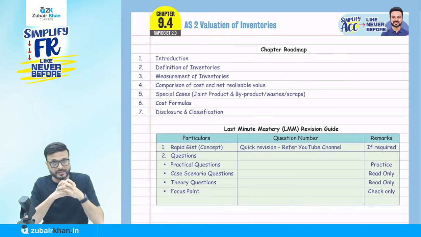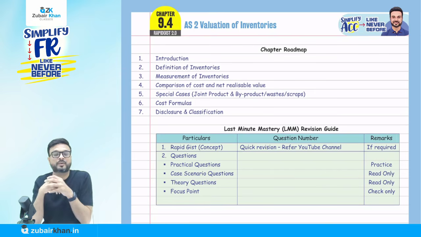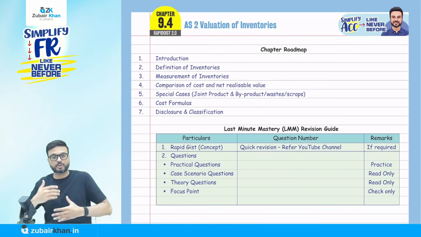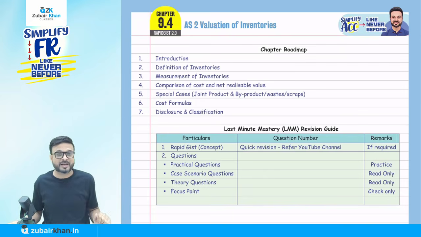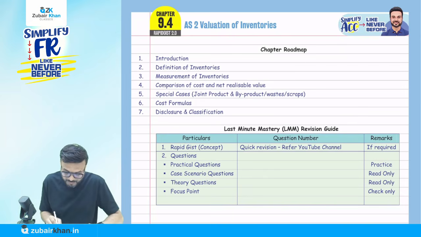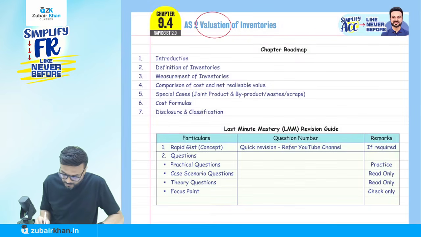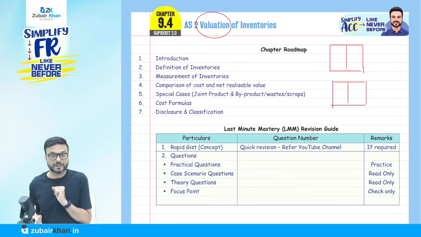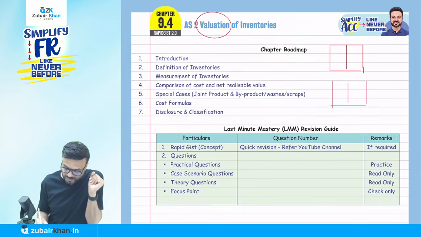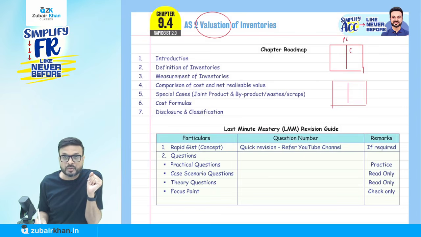So, we'll start with introduction. First of all, why is there a need to issue this accounting standard, because ICAI issues accounting standards one by one. So when they issued these accounting standards in the past, why did they issue this? Because suppose this is my trading and profit and loss account and this is my balance sheet. Now understand this one. If there is no accounting standard, how can people do the manipulation? This is my profit and loss account. I write it down here, closing stock.